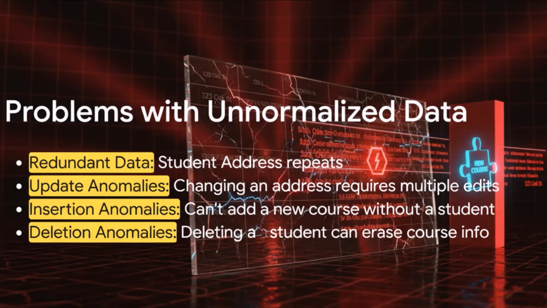Yeah, this isn't just about things looking untidy. This kind of structure creates very real problems, and we call them anomalies. So for example, if Alice moves, you've got to find and update her address in every single row where she appears? What a pain. That's an update anomaly. Or, hey, what if you want to add a new course that no one has signed up for yet? Well, you can't, because there's no student to attach it to. That's an insertion anomaly. You see, this whole system is just fragile. It's just waiting to break.